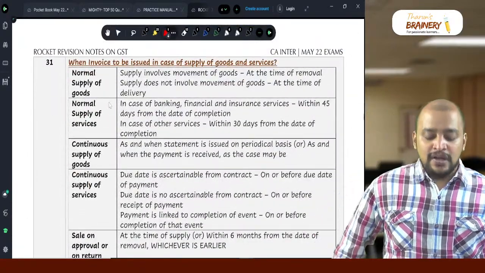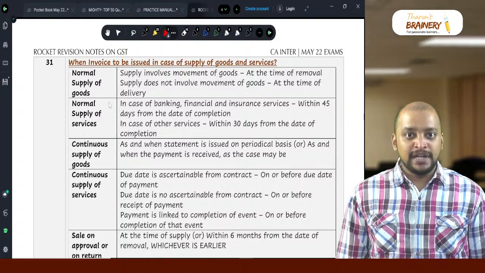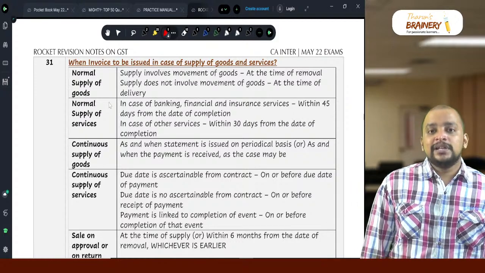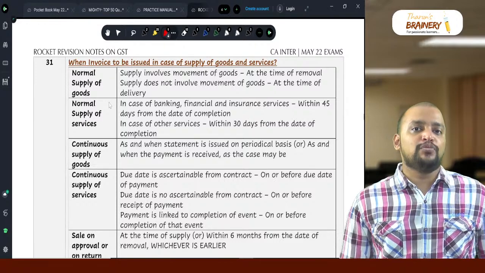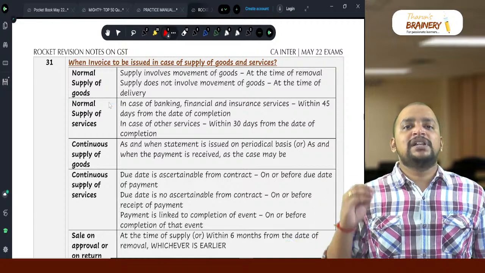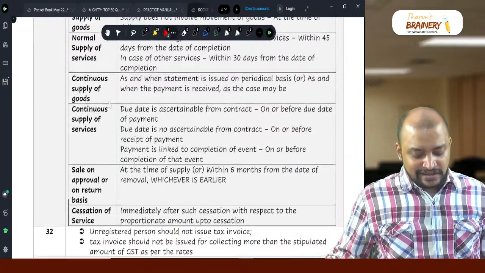Then section 31, when invoice is required to be issued, that is due date of invoice. The due date of invoice in case of normal supply of goods. So we need to see whether supply involves movement of goods or supply does not involve movement of goods. So total 6 points are there. First one, normal supply of goods. For goods 3 points are there, and for services 3 points are there.